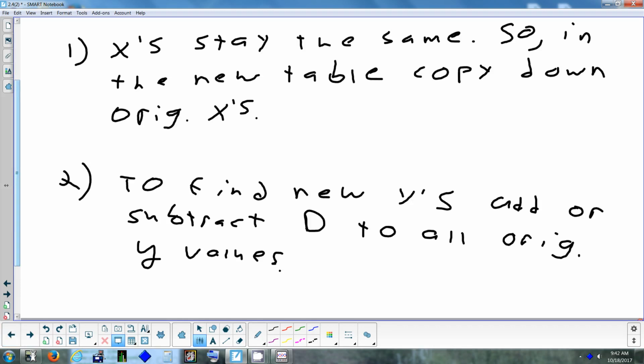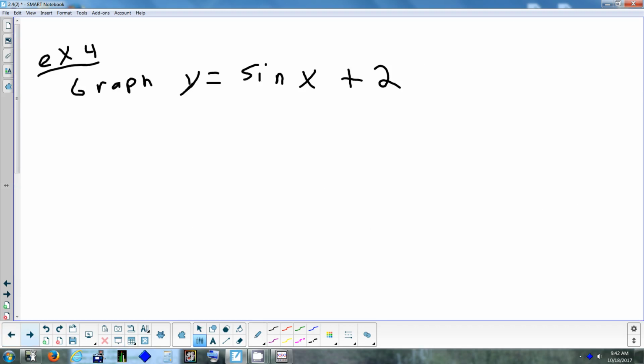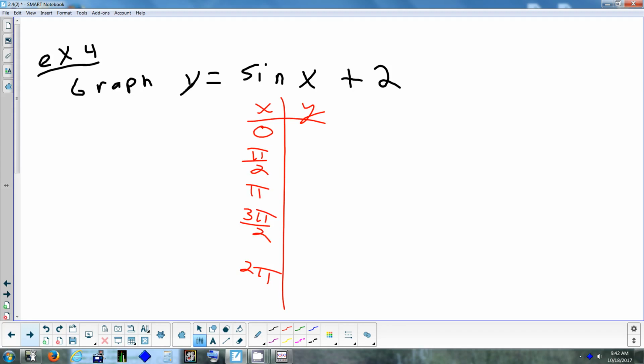Any questions on the 2 steps? So this is the one I think I just did on the graphing calculator. Sine of x plus 2. Robin, what column is going to stay the same? X's. Yep, x's. And Connor, can you remind me, what are my original x's? 0, pi over 2, pi, 3 pi over 2, 2 pi. Okay. So those are my original x's.